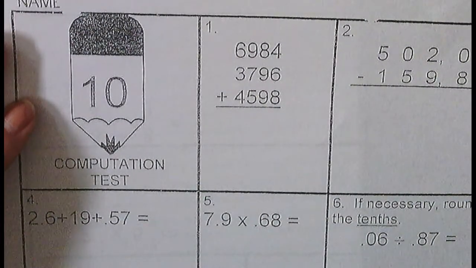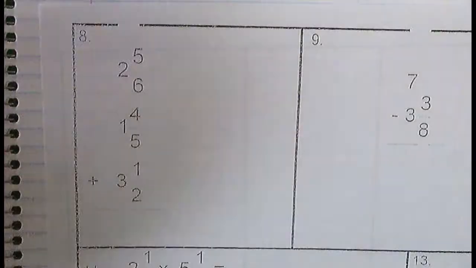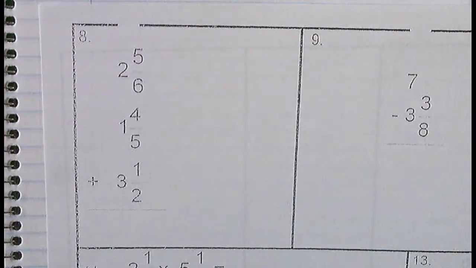In the first video I showed you how to change these fractions to decimals, so this time let's just do fractions. I'll be working off the back page because there are no fractions on the front. Here we go. Alright, question 8. I see 2 and 5/6 plus 1 and 4/5 plus 3 1/2.